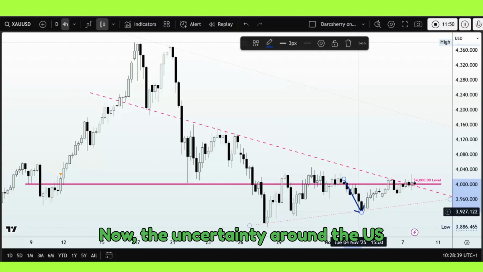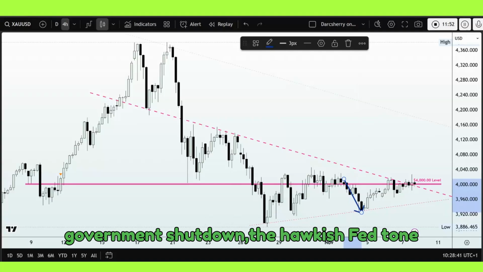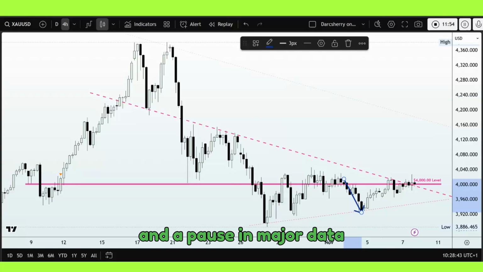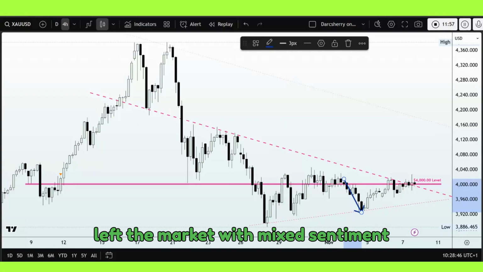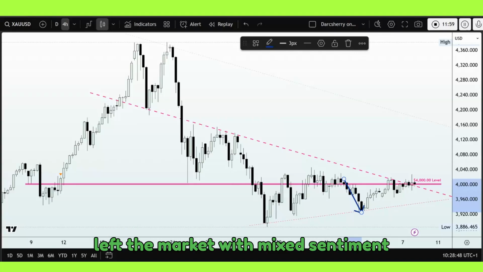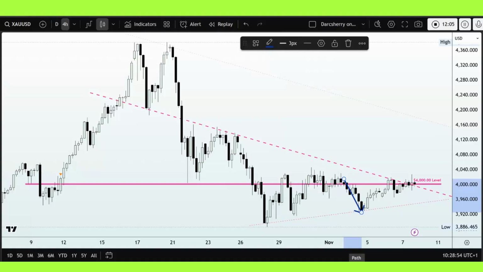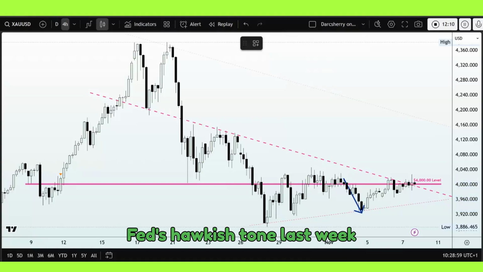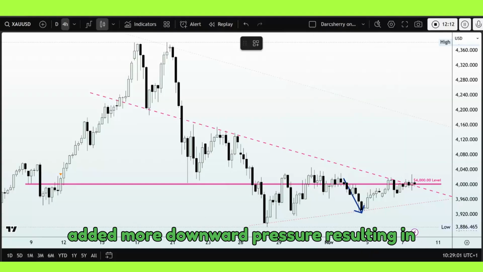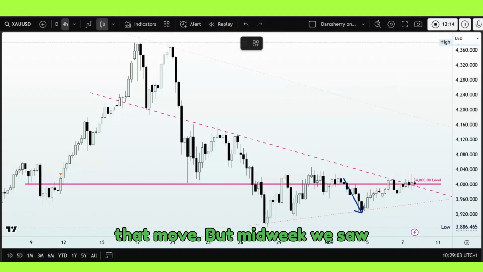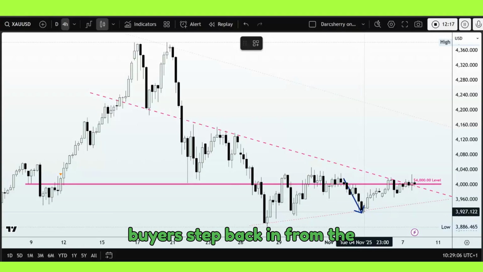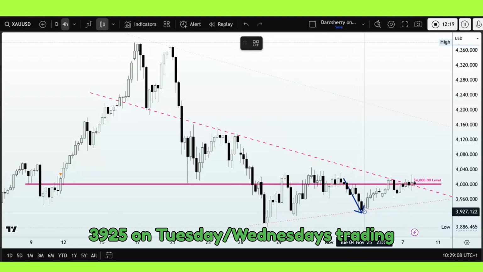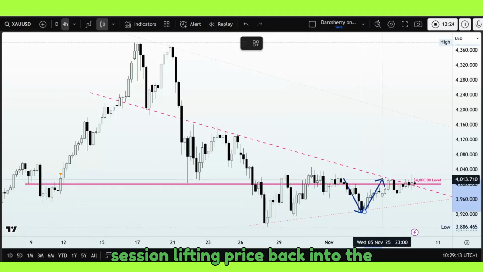Now, the uncertainty around the US government shutdown, a hawkish Fed tone, and a pause in major data left the market with mixed sentiment. And gold reflected that indecision. And at the same time, the dollar strength following the Fed hawkish tone last week added more downward pressure, resulting in that move. But midweek, we saw buyers step back in from the 3,925 on Tuesday through Wednesday's trading session, lifting price back into the $4,000.